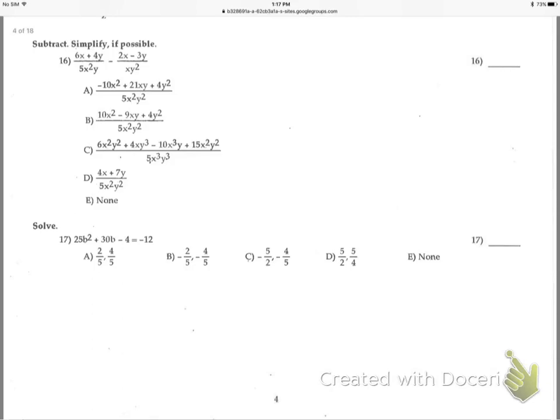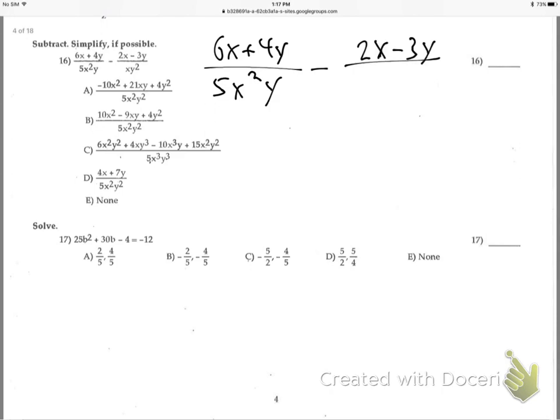So 16. Let me rewrite it here: 6x plus 4y over 5x squared y, minus 2x minus 3y over xy squared. Never subtract. Yes, subtract. Good memory. Never subtract. I know I say a lot of things, but that is an important one. Never subtract. What am I talking about?